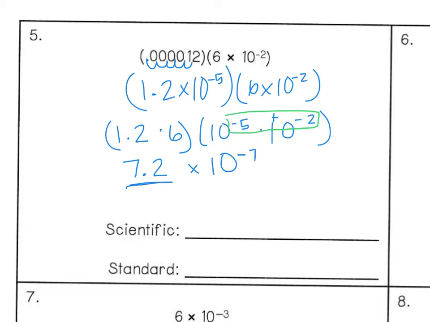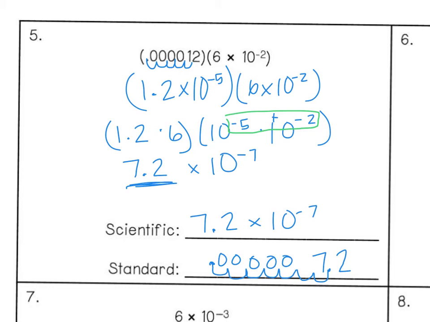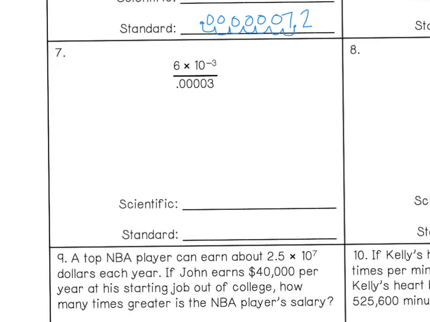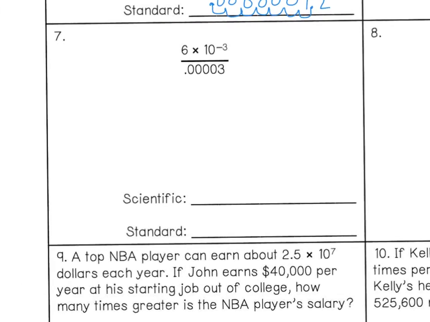And this is in between 1 and 10, so we have correct scientific notation. So 7.2 times 10 to the negative 7th. And what that looks like in standard form, we have 1, 2, 3, 4, 5, 6, 7. All right. I'm going to let you do that next example on your own, so you can pause it and try that example.